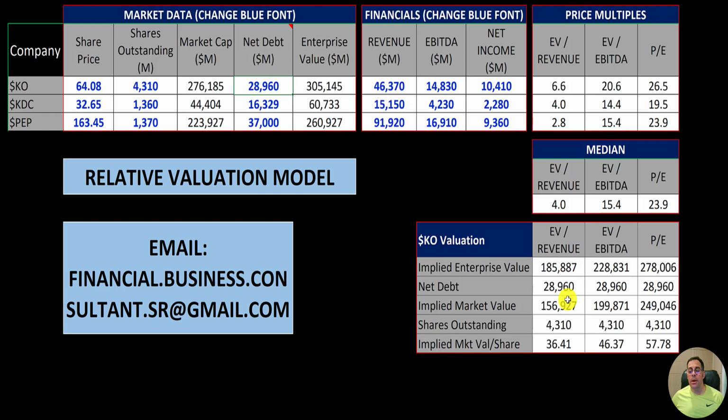So their implied market value is 157 billion. Their shares outstanding is 4.3 billion, which we plugged in right here. Their implied stock price is $36 on the low side, $58 on the high side.